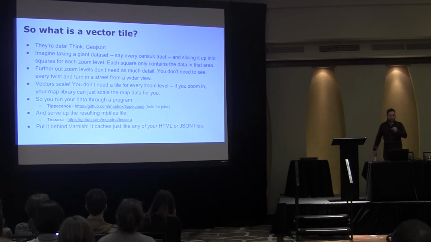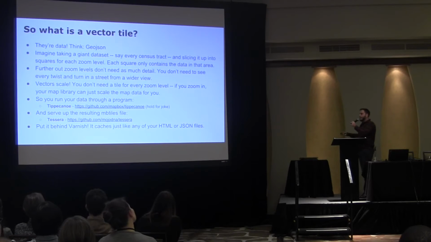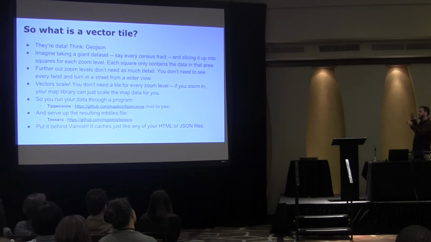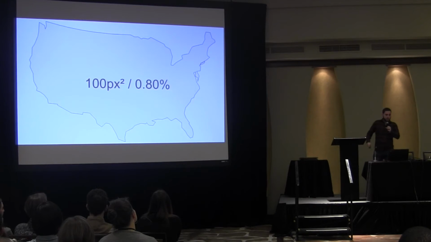And then you serve that up with a little program called Tessera. There are other ones like Tile Live Vector. You might think you don't want to serve stuff up. Didn't we get away from that? We started doing flat stuff for everything, but you can put it behind Varnish and it caches like HTML or JSON, and you can serve a lot of data without really worrying too much.